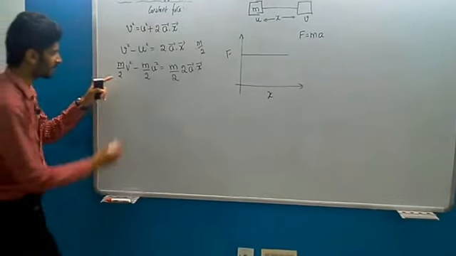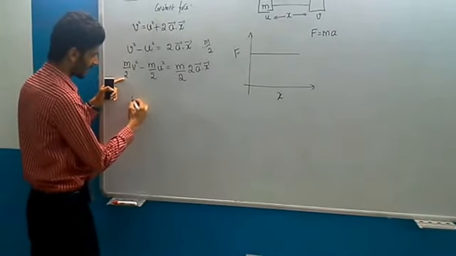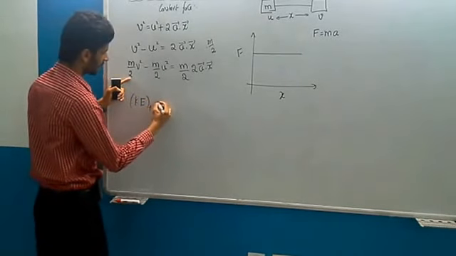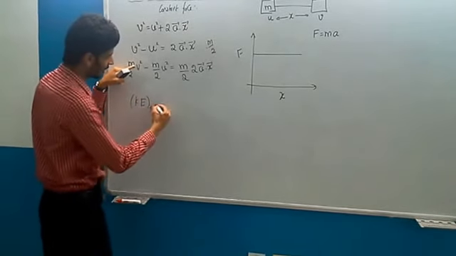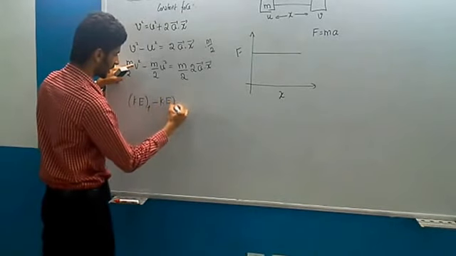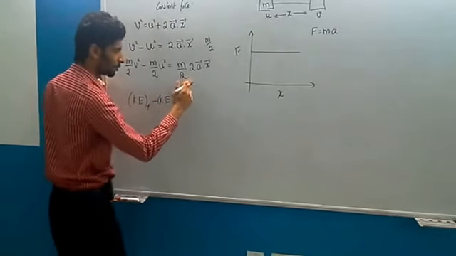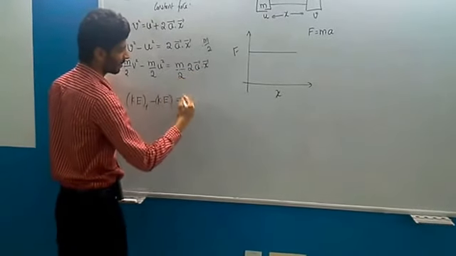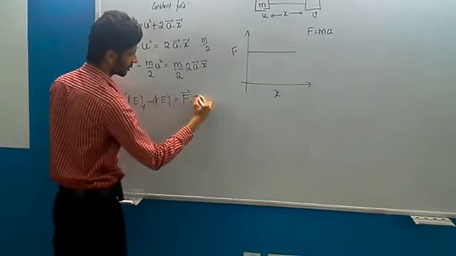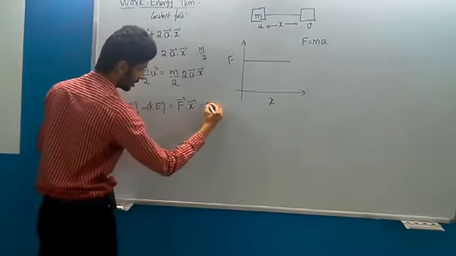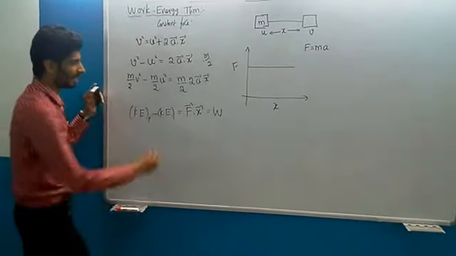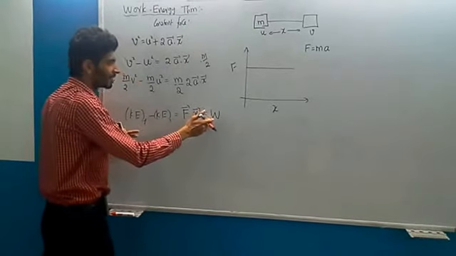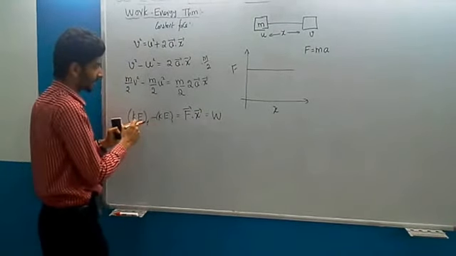So 2 to cancel. This is again a kinetic energy. I told you, half m v square, which is final kinetic energy, because v is the final velocity, minus kinetic energy initial, is equal to, 2 to cancel, m a. I can take it inside because m is a scalar. So that is force times displacement, which is equal to work. So I got the relation. There's a bridge between work done by the force and the kinetic energy.